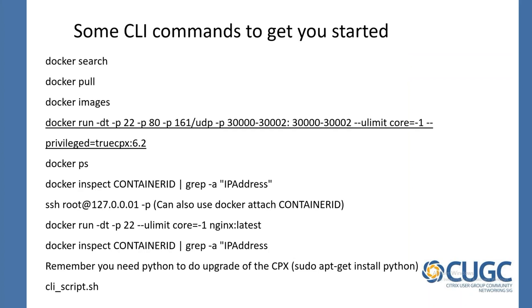So some CLI commands to get you started. I'm just going to show this initially, but in most cases you need to take a close look at the different Docker CLI commands that you want to use. And of course, if you want to upgrade a CPX instance, you need to install the Python library, which is not installed by default on Ubuntu Docker host. Other than that, I'm just going to publish this afterwards.